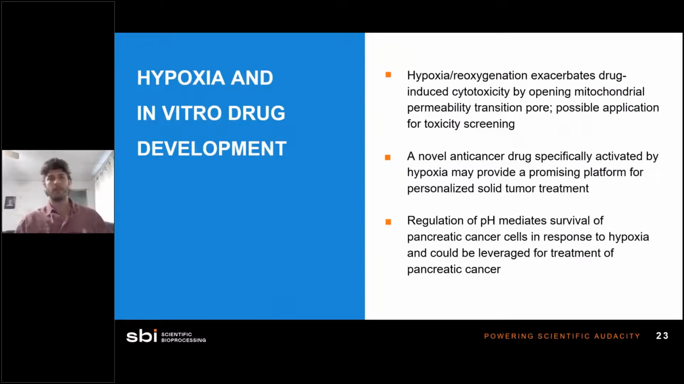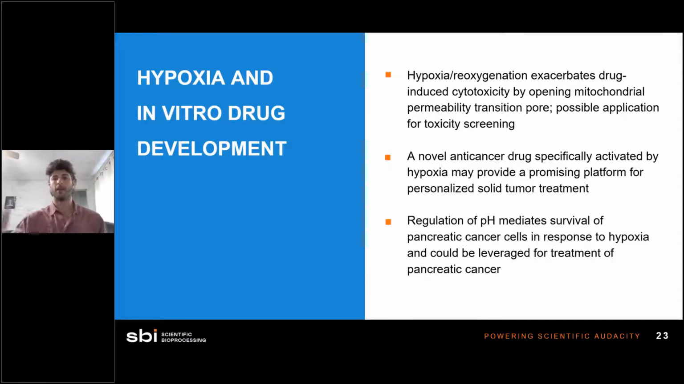So where does all this fit in with drug development? There are a few anecdotal examples here, and these are all published in literature that you can go check out in the bibliography later if you want to, but I'm sure many of you are familiar with these things and how hypoxia can affect different things in drug screening. Here there's a study talking about how hypoxia and reoxygenation exacerbates cytotoxicity because it opens a transition pore in the mitochondria. So here it's just illustrating why regulating oxygen and knowing your oxygen levels during your experiment is so important. And here, another example: hypoxia with an anti-cancer drug, activating that drug in solid tumor treatment.